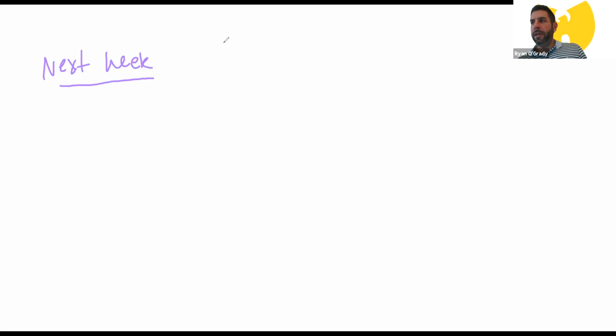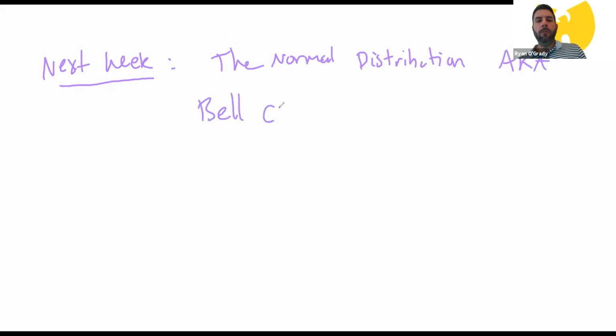So what we're going to start next week is the most famous of them all, the normal distribution, also known as the bell curve. So this is an example of what we call continuous distribution. So we'll talk about that in some detail and how it's related to the binomial distribution and all kinds of stuff. We'll do that on Monday.